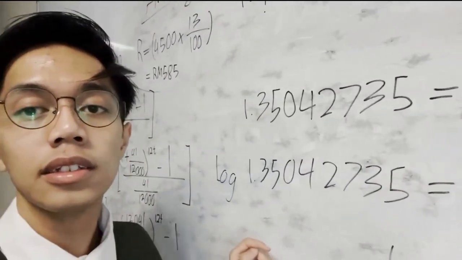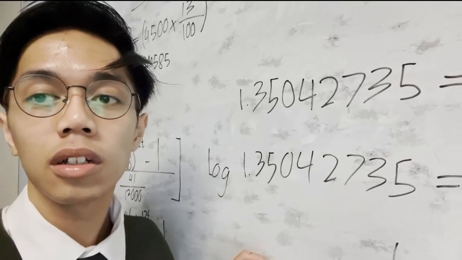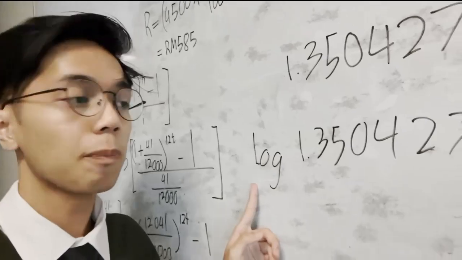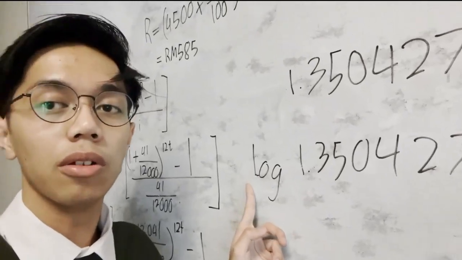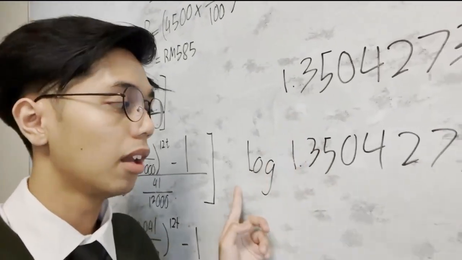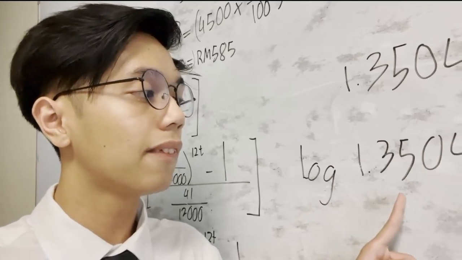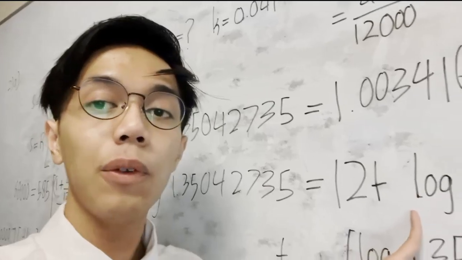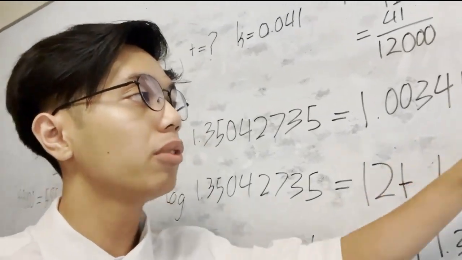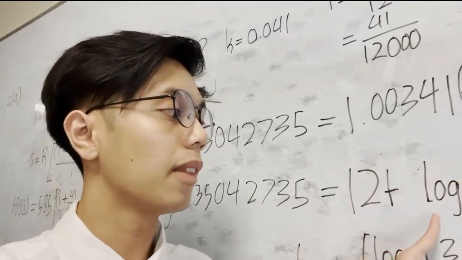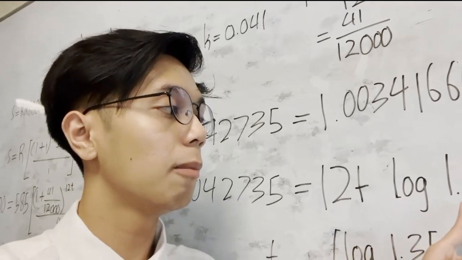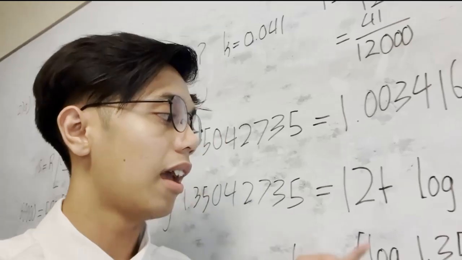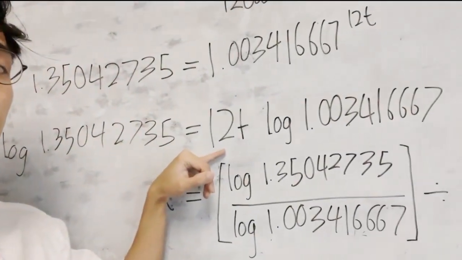Okay, next thing is, like I said, we use the log method. So it will become like this. Log 1, I don't need to explain, as you guys know, it is the same. Log 1.35042735. And if we use log, this power 12t will move to the front. So it will become like this. Log 1.003416667, and yes, 12t is in the front.